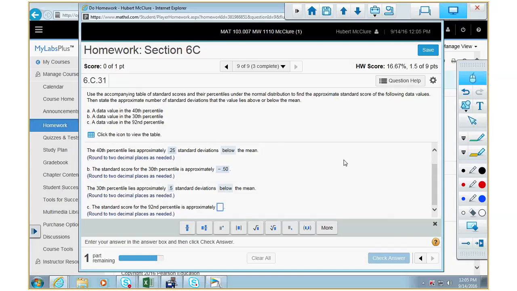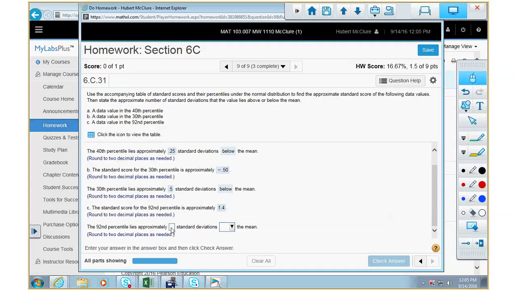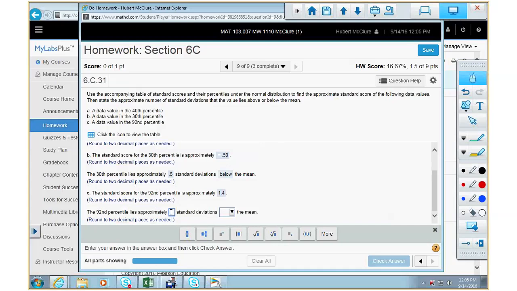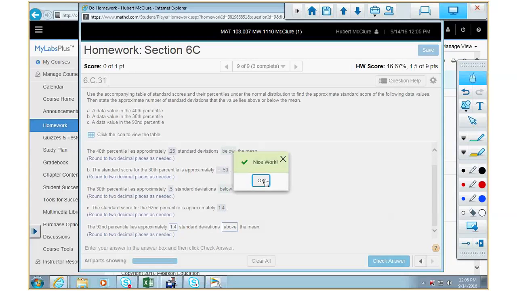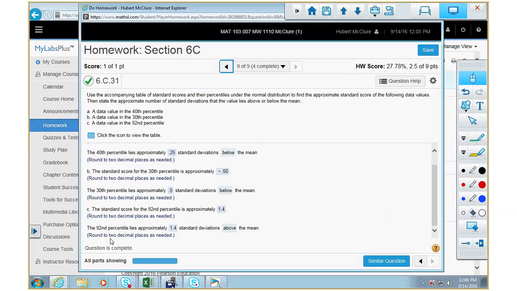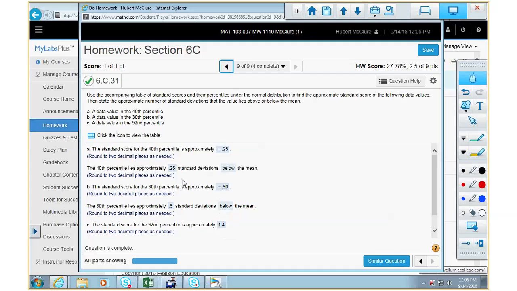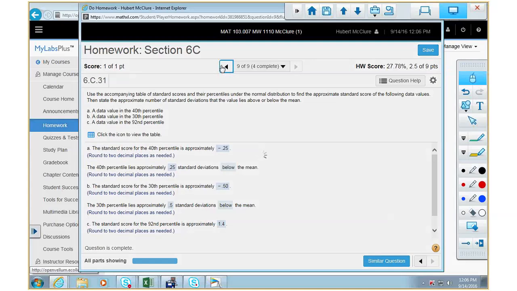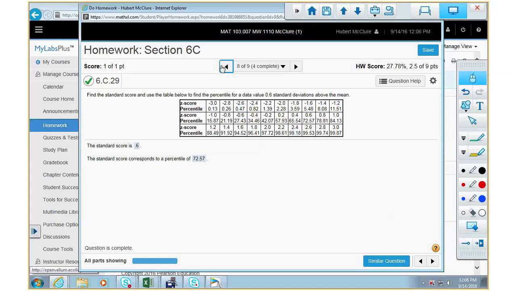92 is 1.4, 1.4 above the mean. We got that one right. Oh, the question is complete. They tell us that the question is complete. So actually you answered 6 questions when you only had to answer 3. Okay, does that help you out? And that helps out because that basically carries, that's the z-score.